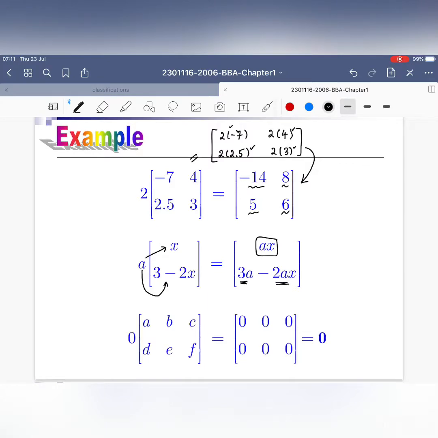But of course, if the scalar is 0, then upon multiplication, each and every element becomes 0 like this. So it means that you obtain a 0 matrix.